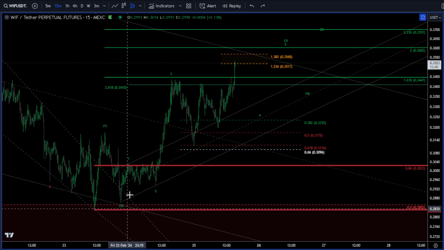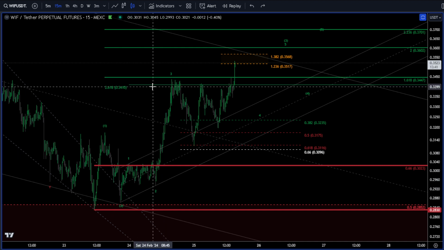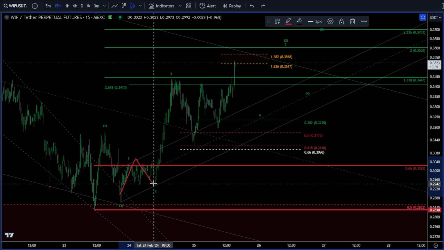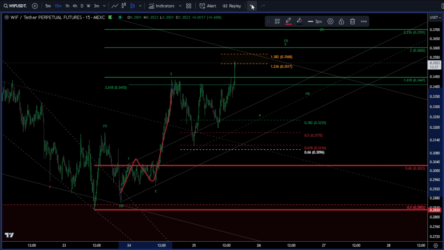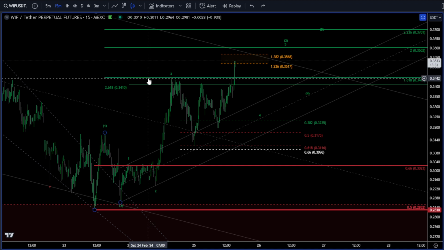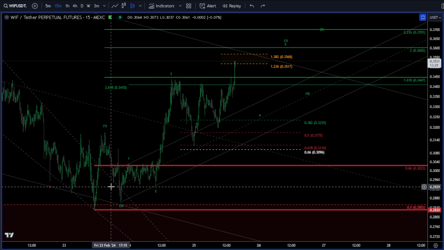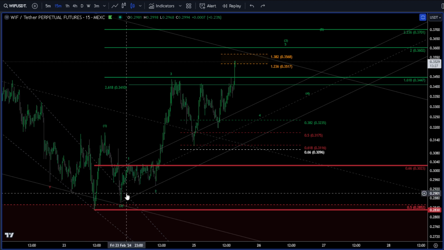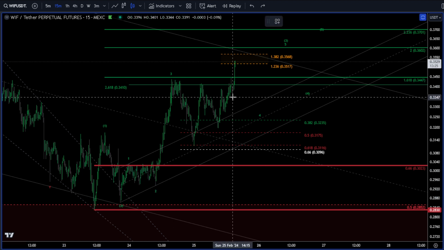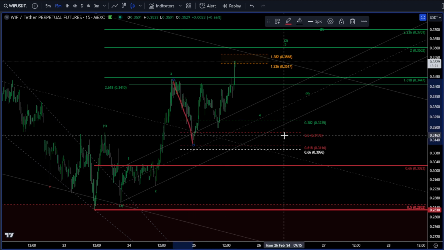Now, we had a deep 2, wave 1 and 2. Our third wave came to the 2.618 extension of this wave 1 off the 2, and we passed the 1.618 extension off the first 1-2, which isn't surprising because we had such a deep 1-2, wave 2 here. So this was a very deep move.